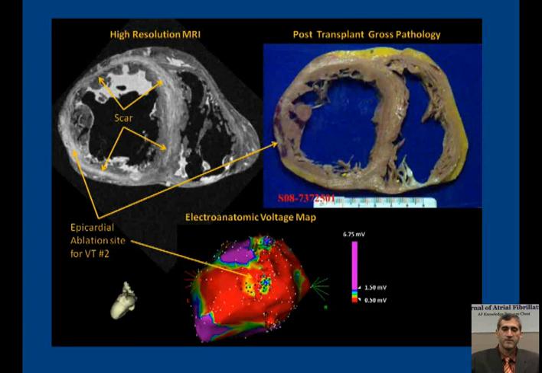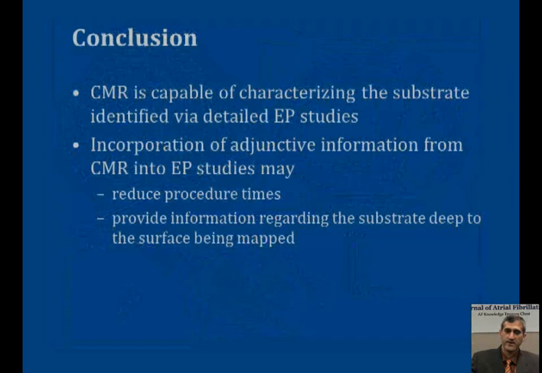So in conclusion, CMR is capable of characterizing the substrate identified via detailed EP studies, and incorporation of adjunctive information from CMR into EP studies could reduce procedure times, and it could provide information regarding the substrate deep to the surface being mapped, and we hope that this can greatly help with our procedures.